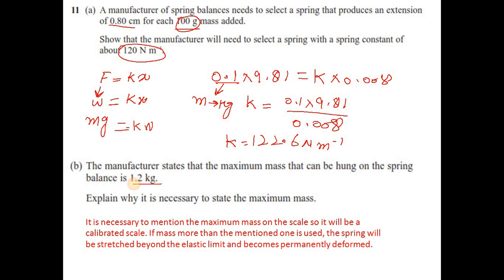balance is 1.2 kg. Explain why it is necessary to state the maximum mass. Yes, of course, it is necessary to state the maximum mass, so the scale is considered a calibration, so no one should use mass greater than 1.2 kg. If someone uses greater masses, it is possible that the spring is going to be permanently deformed. It will not return to its original shape or original length. So that's how you can write the explanation.